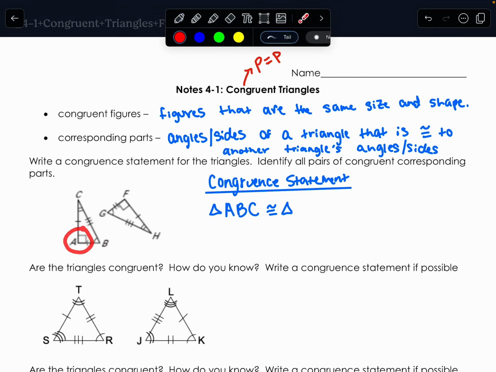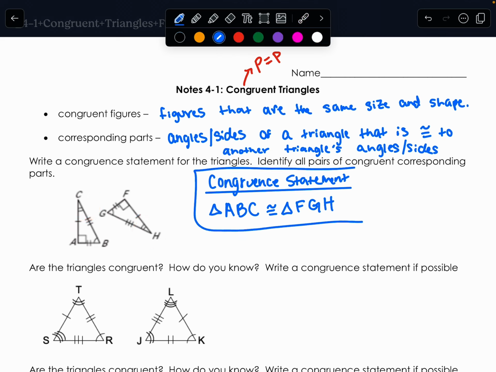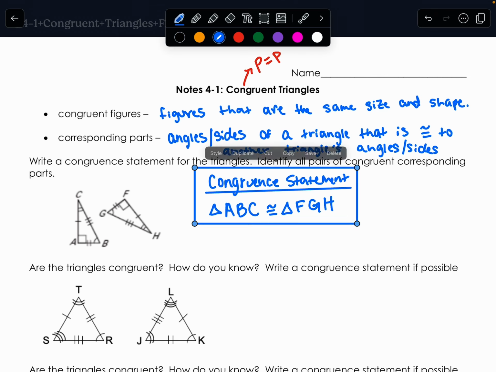So since I started with this angle, angle A, I have to start off with the corresponding part to it. So the corresponding part would be this angle because it's also 90. So my next letter will be F. And then I went with B, and that corresponds to this one here because it has one arc. Those arcs are matching. G, and now H, because H has two arcs and it corresponds to C. So that is a congruent statement.